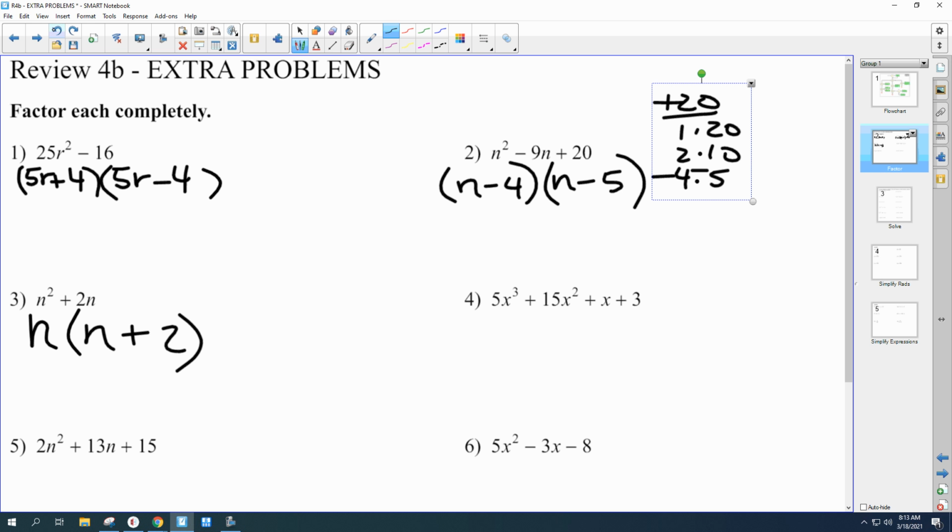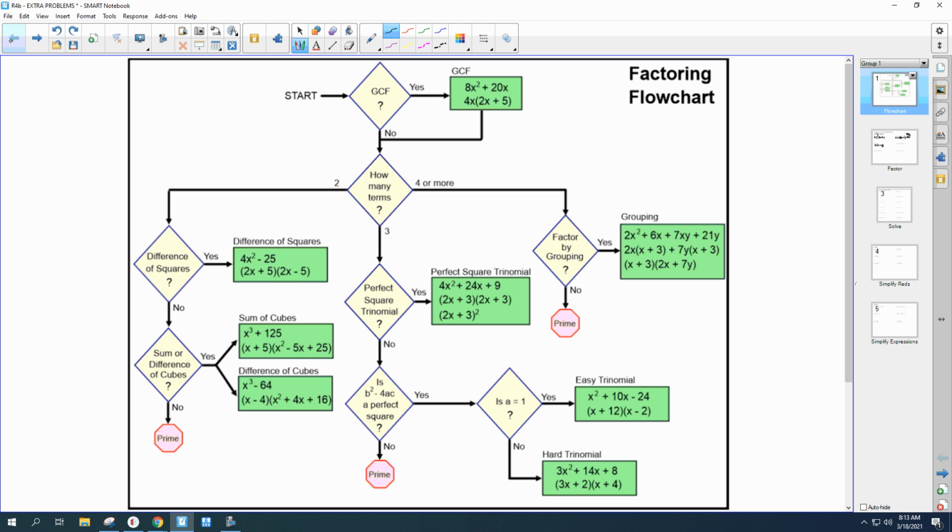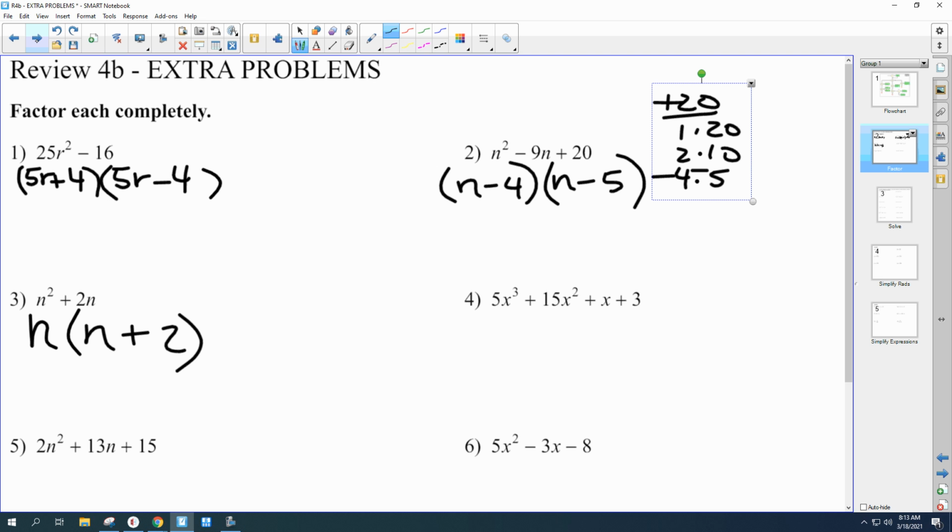And it's done. Next problem, when you've got 4 terms, that should make you think about grouping. Is there a GCF? No. How many terms? 4. Factor by grouping. That's what we're going to do. Okay, so we're going to put parentheses around here, and we're going to do that probably by grouping. So here is one group, here is the second. You do a GCF on each of the 2 groups.